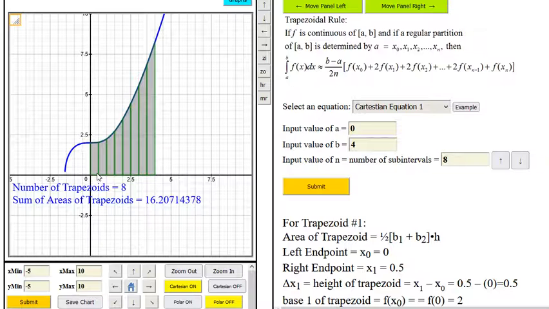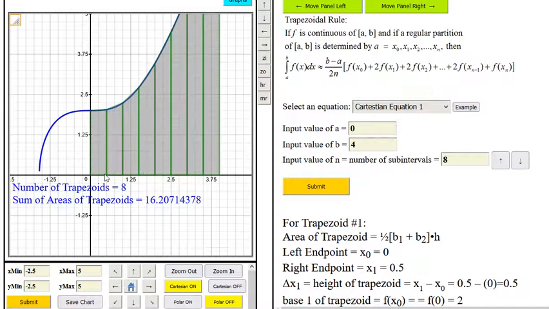And then this is x of 1. And so x of 1 is x of 0 plus 1 delta x. x of 2 would be x of 0 plus 2 delta x. x of 3 would be x of 0 plus 3 delta x. x of 4 would be x of 0 plus 4 delta x, and so on.